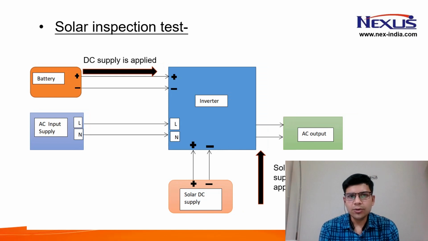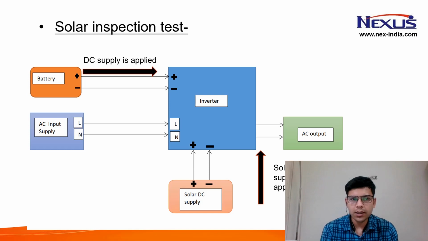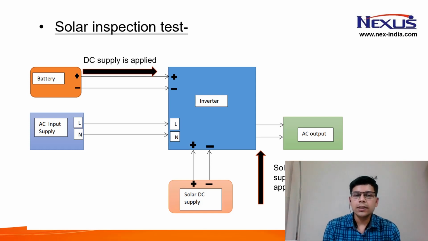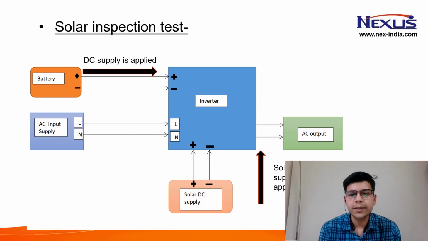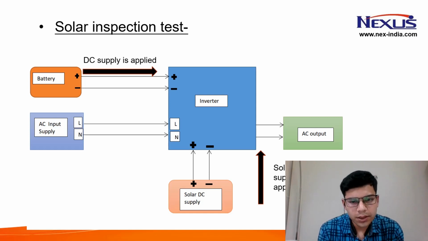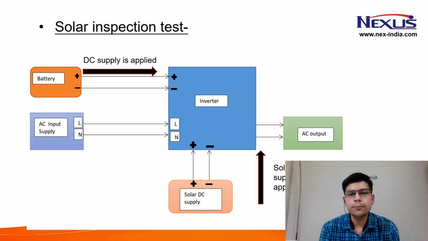Next, the solar inspection test. As we know, in a solar inspection test, we will be applying the solar DC supply to the inverter, and the inverter, which was earlier in the discharging mode, will now shift to the solar supply and draw power from that. Again, we will be applying a certain load on the inverter, and we will be measuring the output voltage of the inverter as well as the current drawn by the inverter from the solar DC supply.